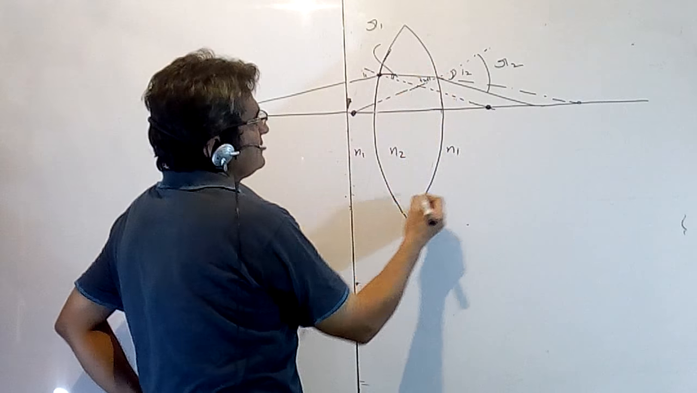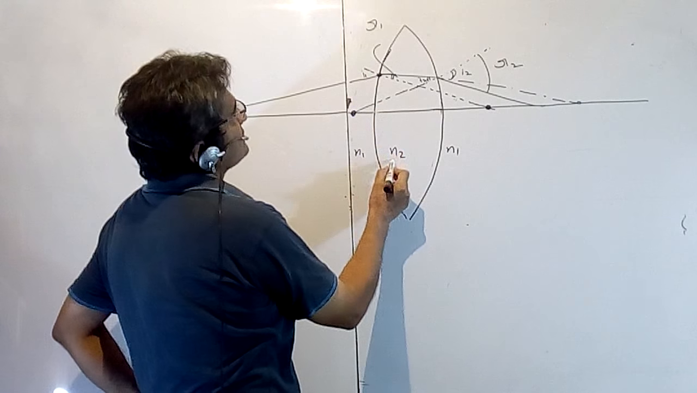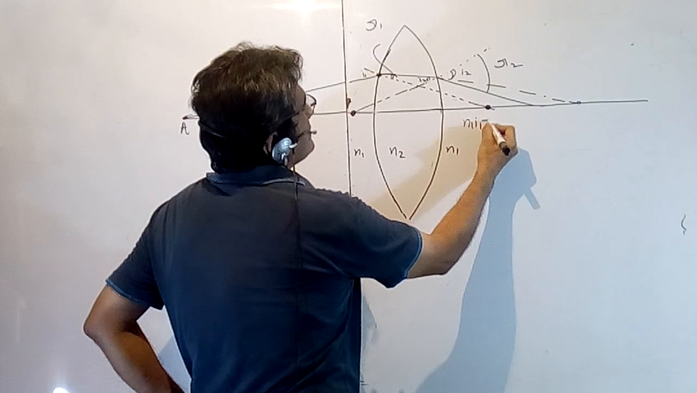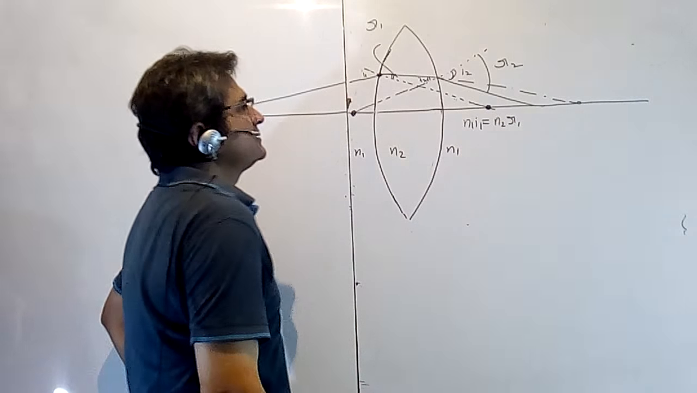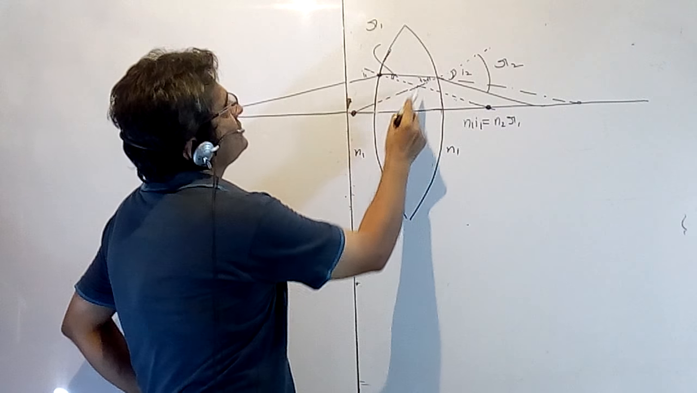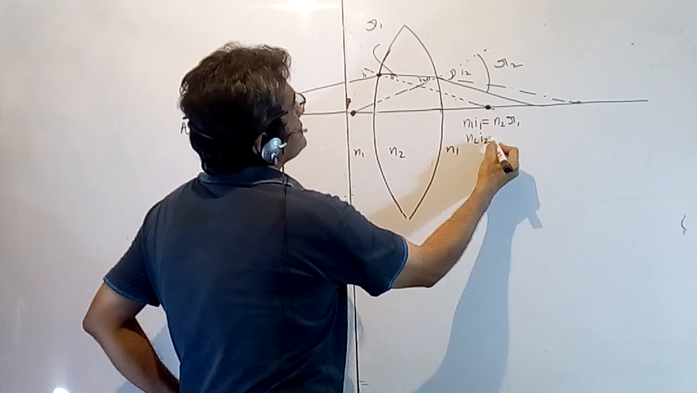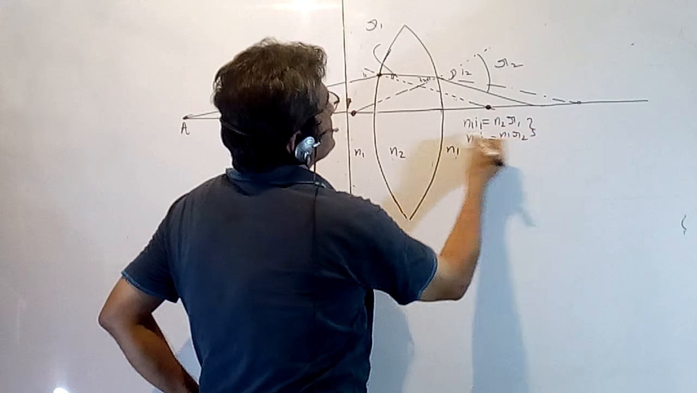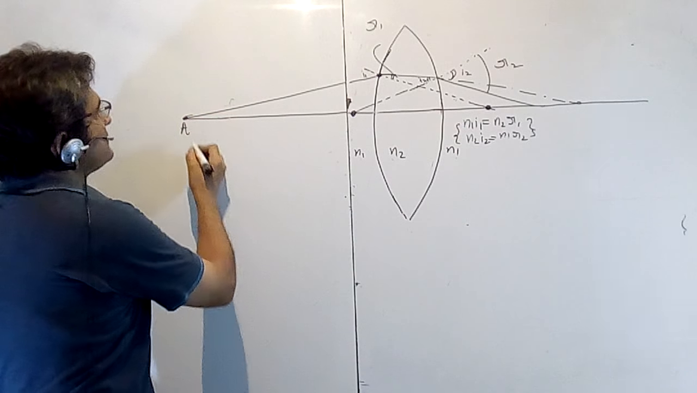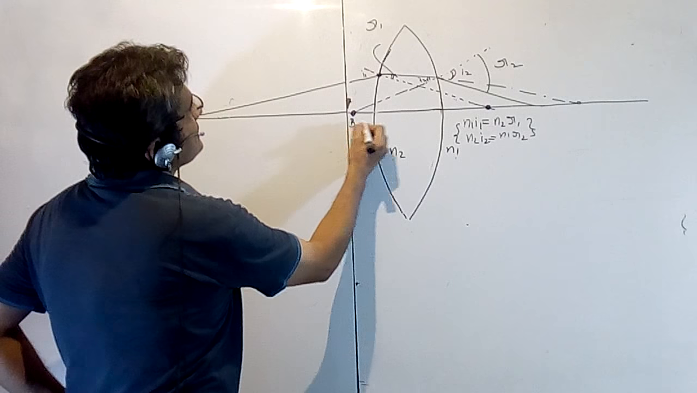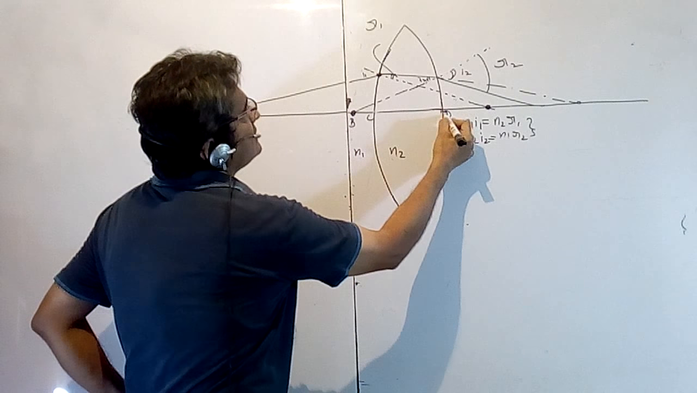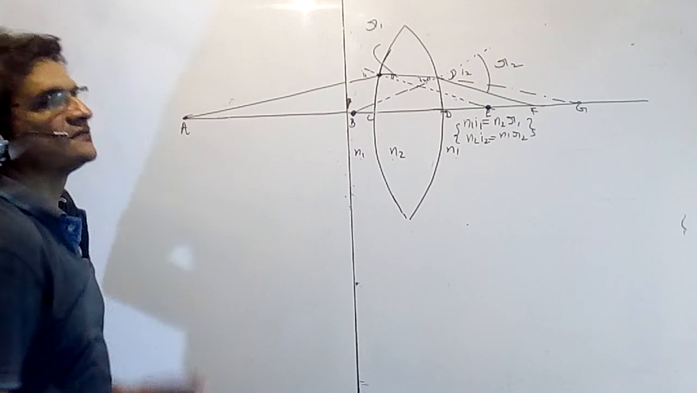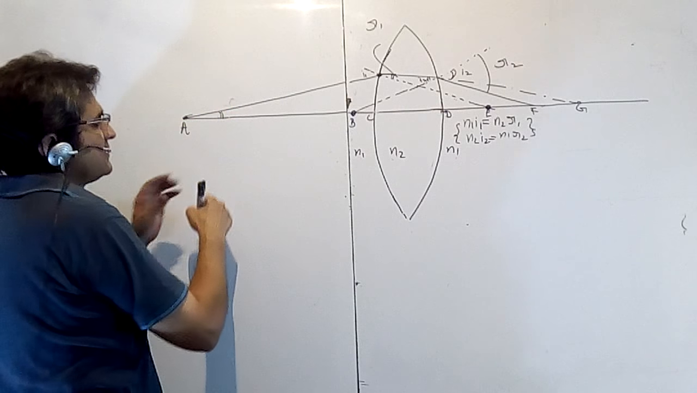Now Snell's law: n1 sine I1 is equal to n2 sine R1, and sine I1 I will write as I1, so n1 I1 is equal to n2 R1. That is one formula you write. Then write for this surface, n2 I2 is equal to n1 R2. So this is done. Now second stage, start marking A, B, C, D, E, F, G. Follow this pattern when you practice it. It helps in memorizing things also.